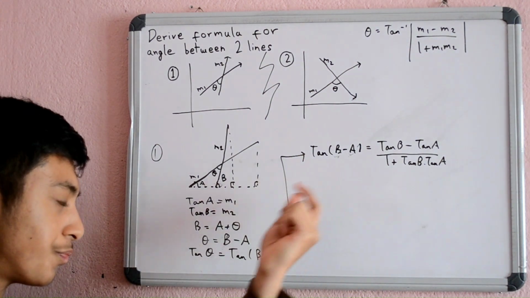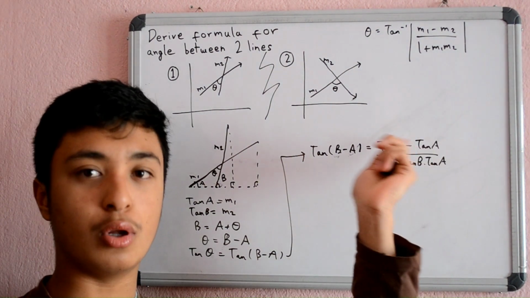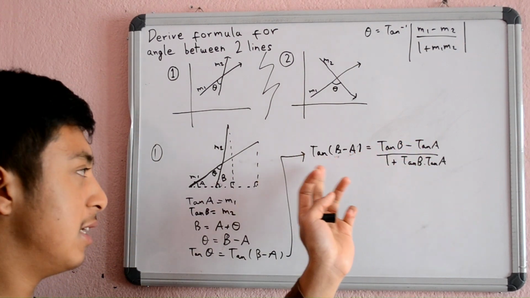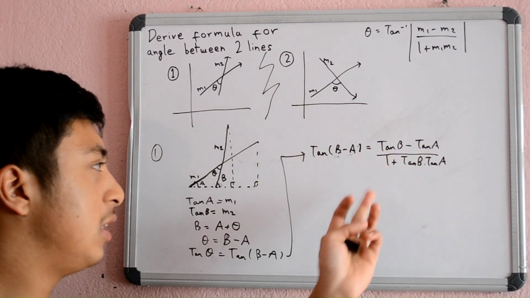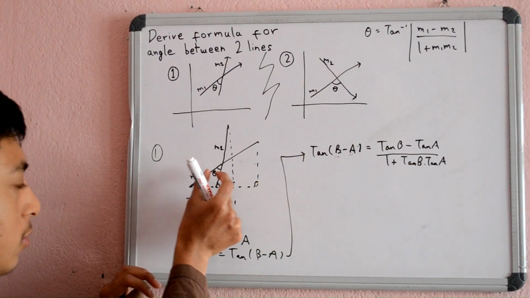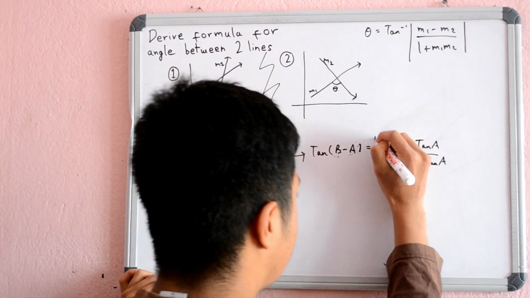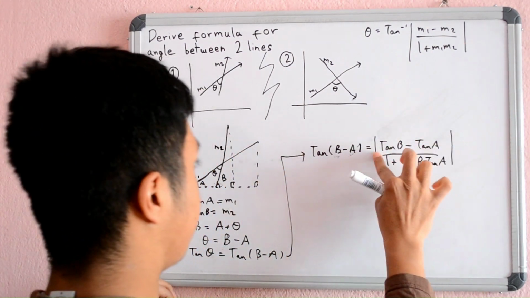But here we want to make sure that tan B minus tan A is always positive, because we really don't want the angle to be negative, since we're solving for this angle over here, the small one. So we're just going to have to put a modulus sign over here.